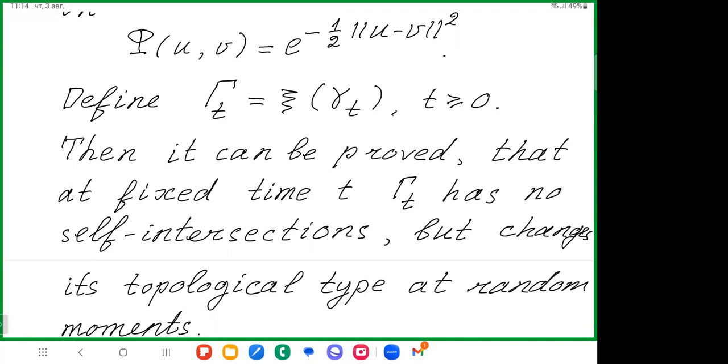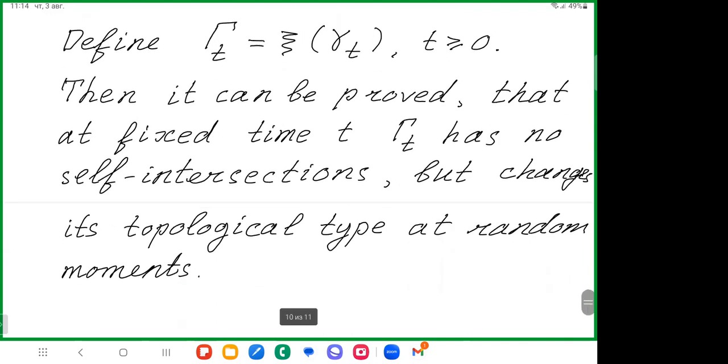And moreover, due to the structure of the covariance, which we already discussed, gamma capital T can have very different topological types, and can have any topological type. So if we draw an arbitrary knot, the probability that at some time t, gamma t will have the topological type of this knot is positive.